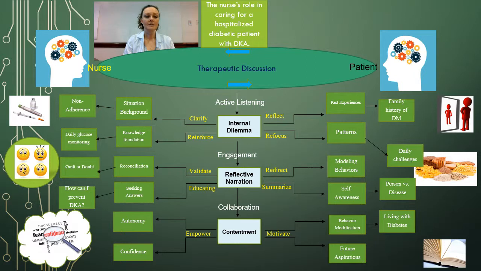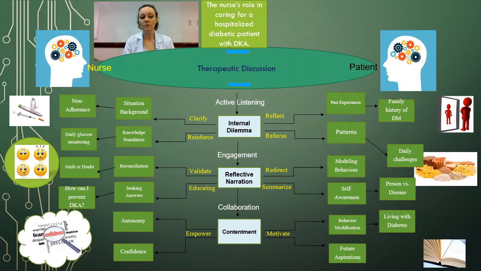The following is a concept map which utilizes Smith and Lear's story theory specifically as it focuses on the nurse's role in caring for a hospitalized diabetic patient with DKA. Once the formal introduction has been accomplished, the nurse should be present in the moment and be an active listener. It's during this discussion that the patient and the nurse are able to identify the internal dilemma.